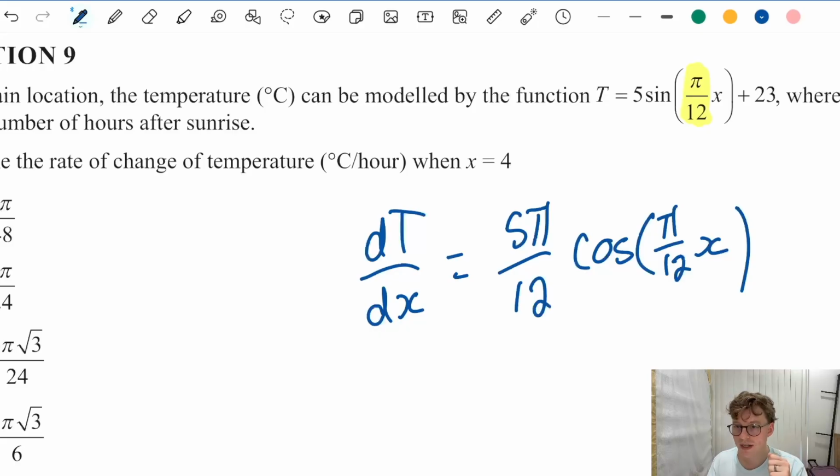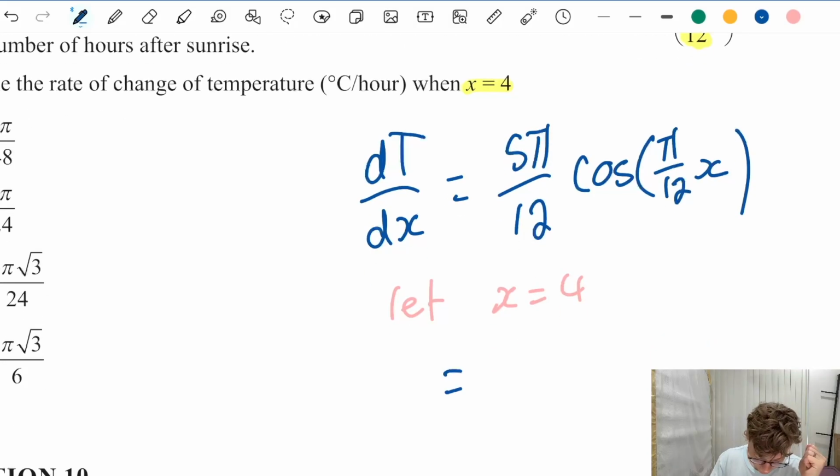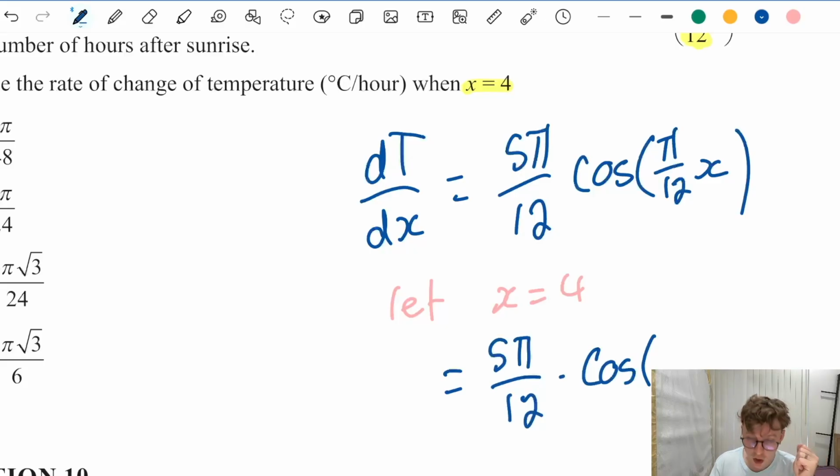So once I've done that, I can now substitute in my value of x equals 4. If I let x equal 4, I'm going to wind up with 5 pi over 12 multiplied by cosine of 4 pi over 12. Hopefully you can see that 4 pi over 12 simplifies to give pi on 3. I'm just going to put this here in case we didn't see what I mean.